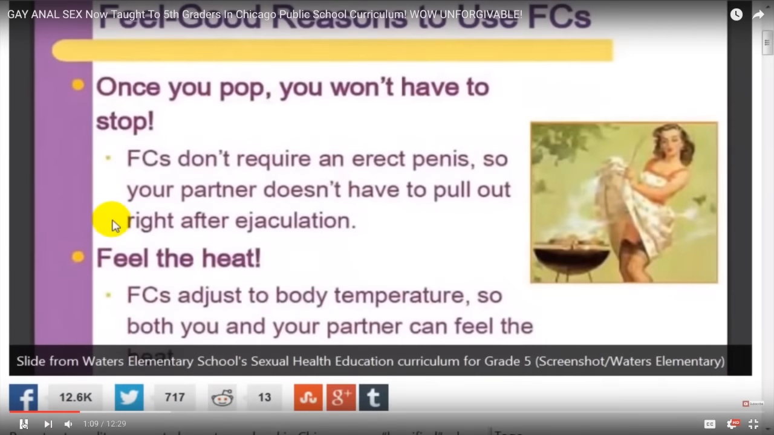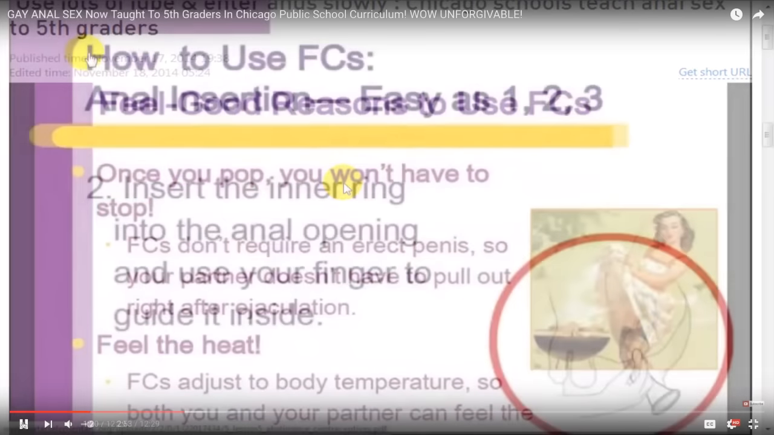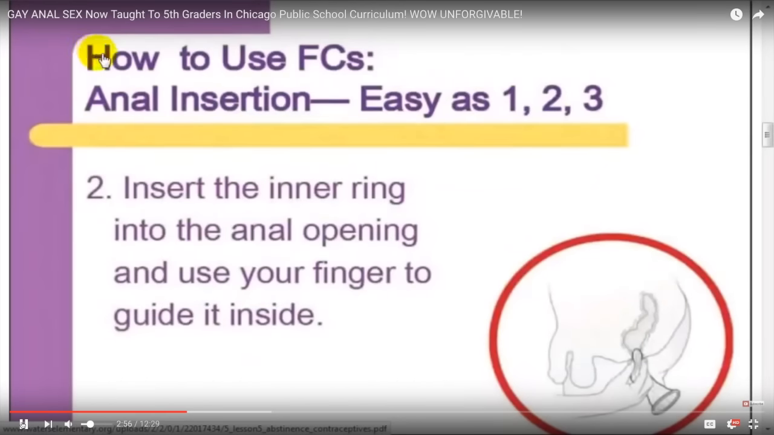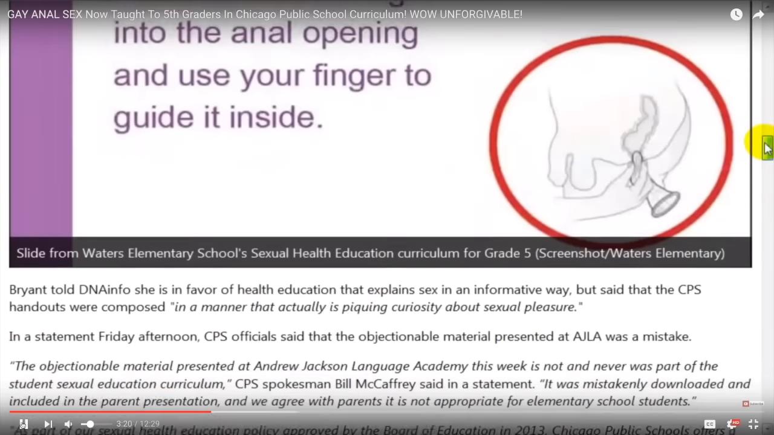And you can see here, look at this. Feel good reasons to use female condoms, FCs, right? Once you pop, you won't have to stop. These 9, 10, 11-year-olds are learning about how to use female condoms, anal insertion, easy as 1, 2, 3. Yeah, we got to simplify it for them because their brains aren't developed. Of course, we got to simplify it, right? Insert the inner ring into the anal opening and use your finger to guide it inside. So, yeah, finger your own butthole. Yeah, let's do that.